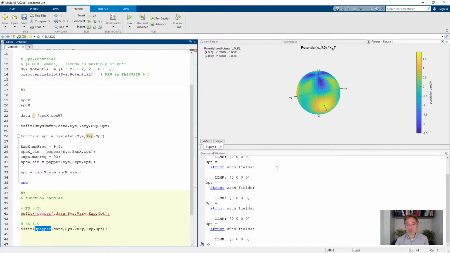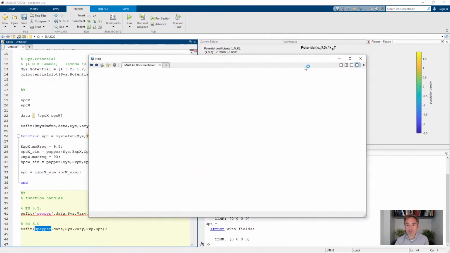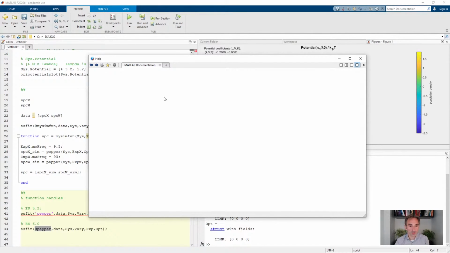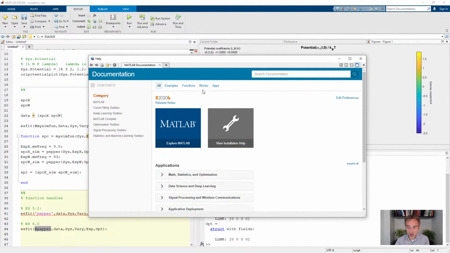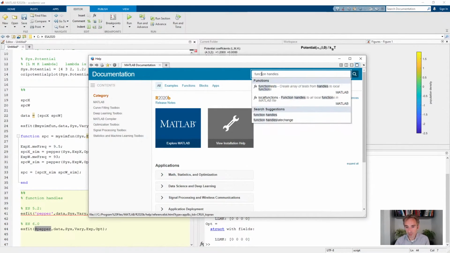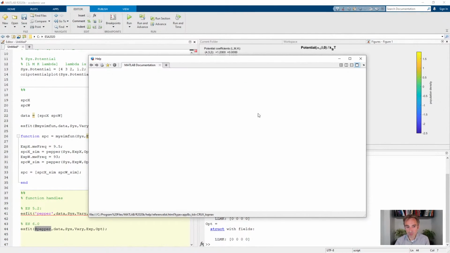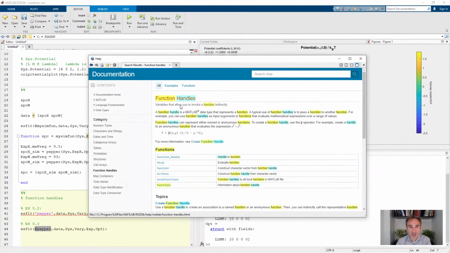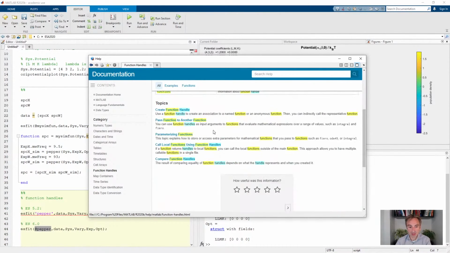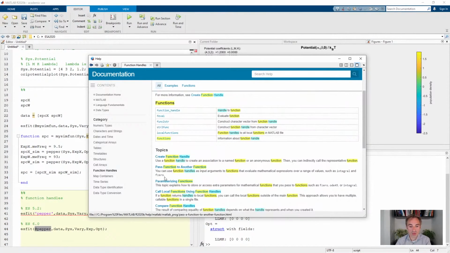And I really recommend you to look up the MATLAB help, which you can access here on the top right, and then look for function handles in the documentation. It is a strange concept if you haven't encountered it before, but it has very powerful implications for what you can do. Function handles, in MATLAB, are variables that allow you to invoke a function indirectly, right? And so you can look up how to create them, how to pass them around, and so on. This is well documented in MATLAB.